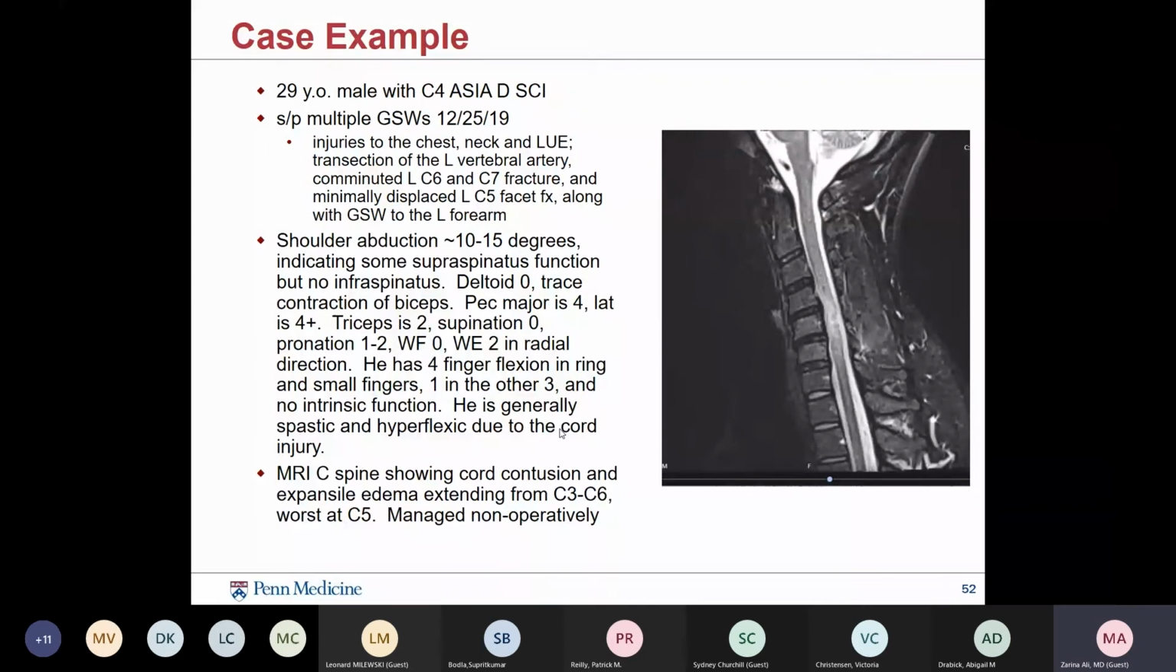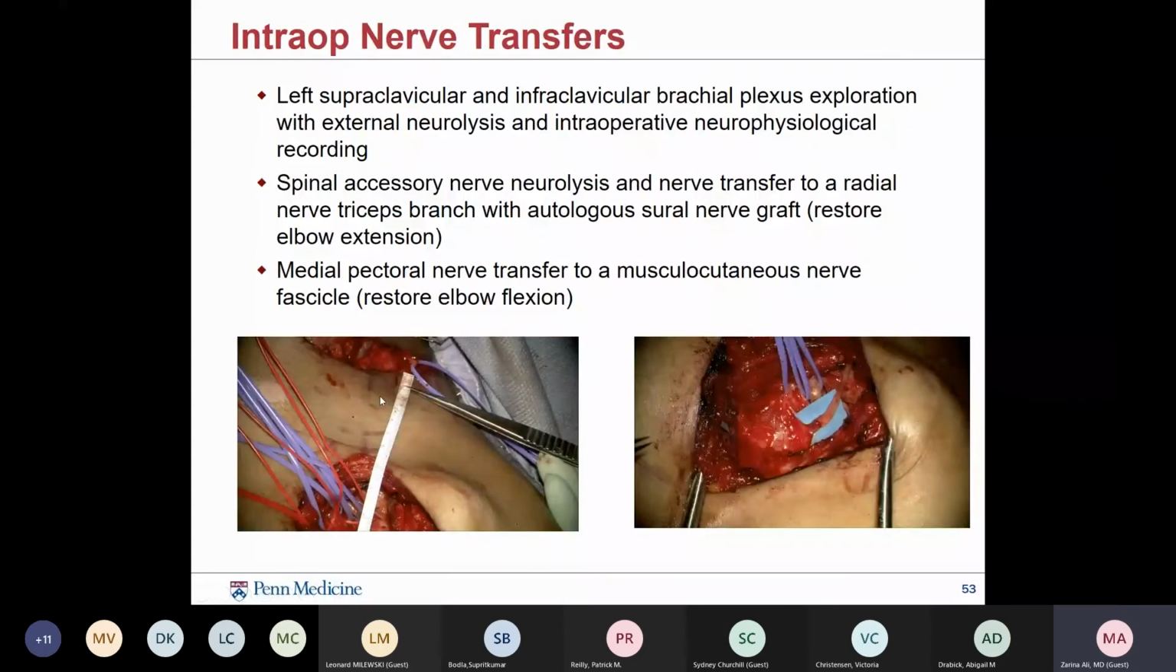So this is an example of a patient that we had, a 29-year-old male with an ASIA D spinal cord injury at the level of C4. This is a patient who had multiple gunshot wounds, and you can see here his MR demonstrated cord contusion. There's this expansile edema spanning the cervical cord. His spine was managed non-operatively, but ultimately he did have evidence of significant weakness in a variety of muscle distributions, and also demonstrated the typical findings of spinal cord injury, including spasticity and hyperreflexia due to his cord injury.